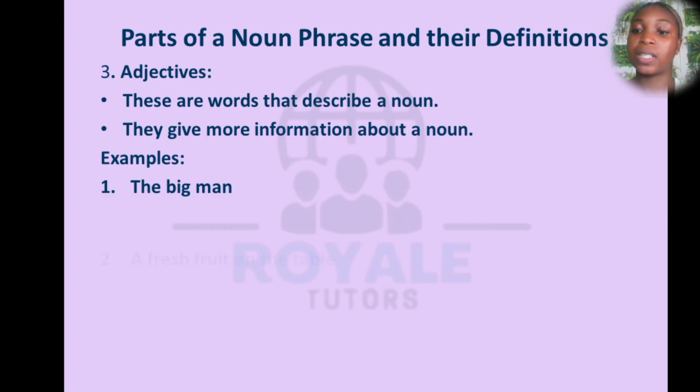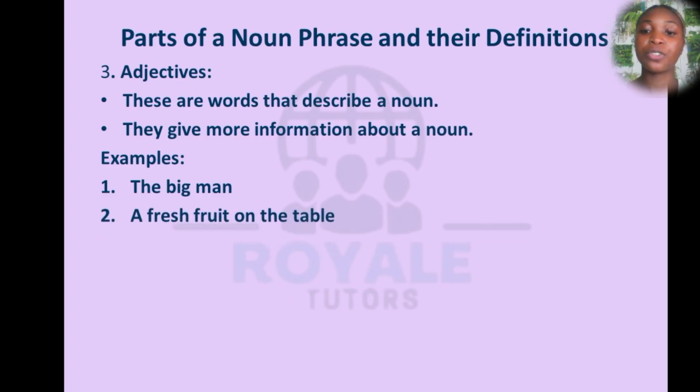All right? Now the next one, a fresh fruit on the table. Now we have lots of fruits. All right? Now, which one are you talking about? I can give you more information by saying, oh, the fresh fruit on the table. So that makes fresh the adjective.